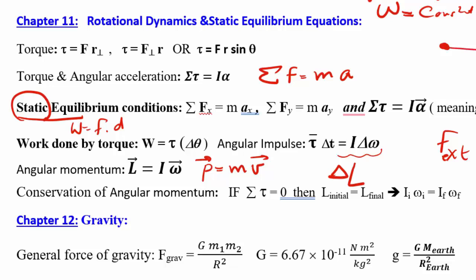And the same way in the linear motion, when the external force is 0, the linear momentum is conserved. Also in the rotational motion, if the net torque is 0, then the angular momentum is conserved, meaning the sum of the angular momentum before any event is equal to the sum of the angular momentum after the event. So this will be the initial angular momentum, and this will be the final angular momentum, because angular momentum is moment of inertia times the angular velocity omega.